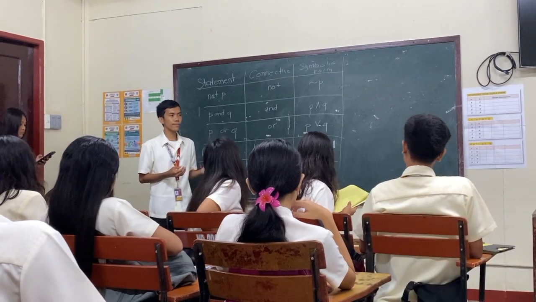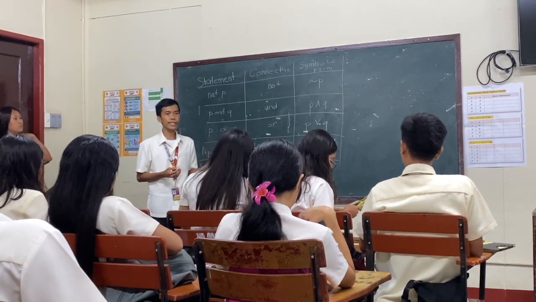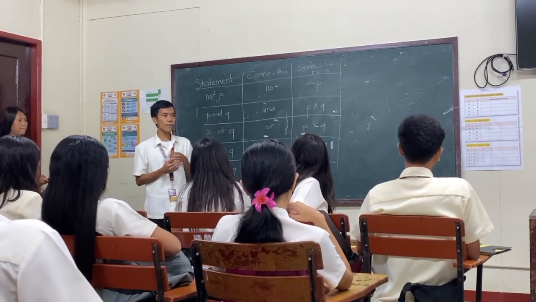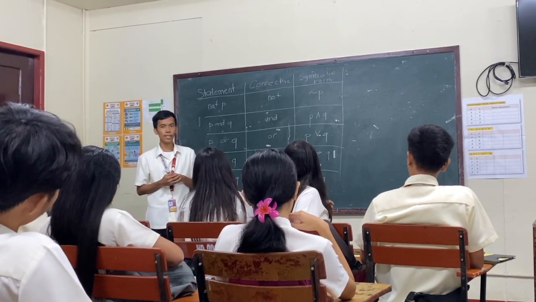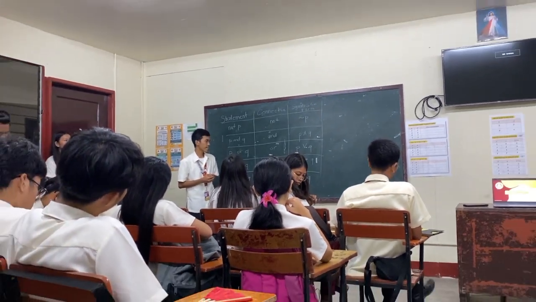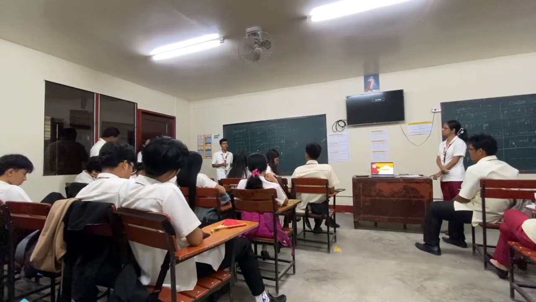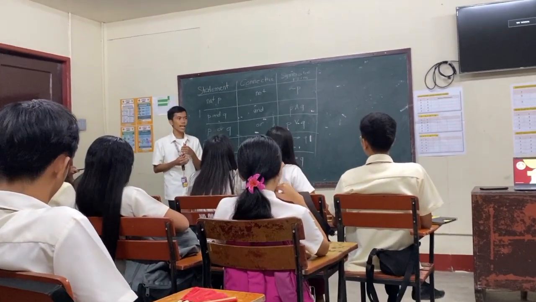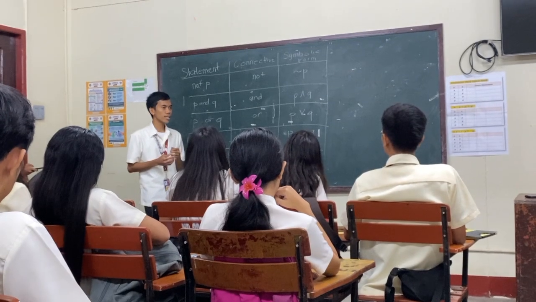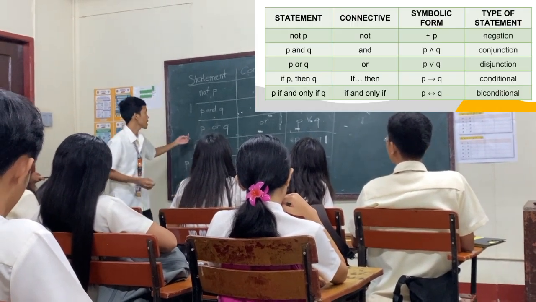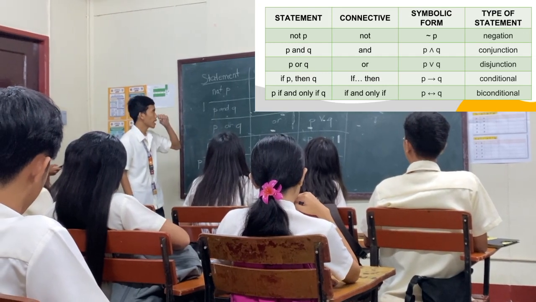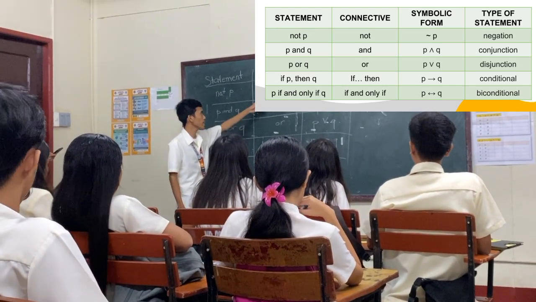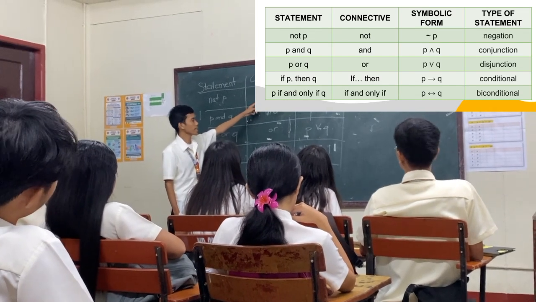When we say simple statement, it only conveys how many ideas? One idea. How about compound statement? Two or more. To form a compound statement, we should have two or more simple statements, and they are connected by different connectors. Here in the table, we can see the connectives used to form a compound statement. The first one is the connective not.